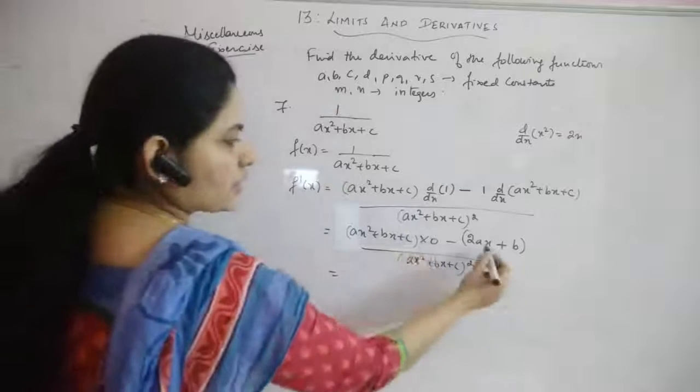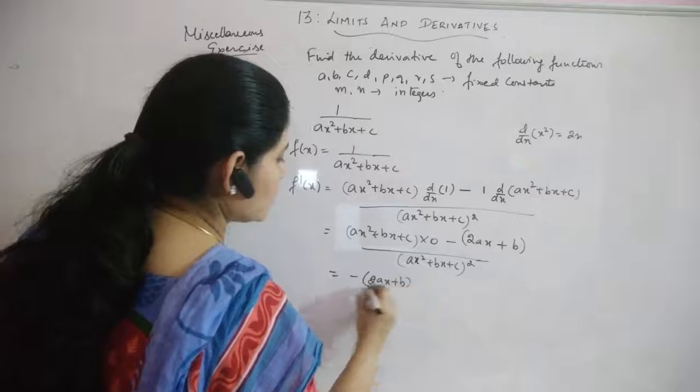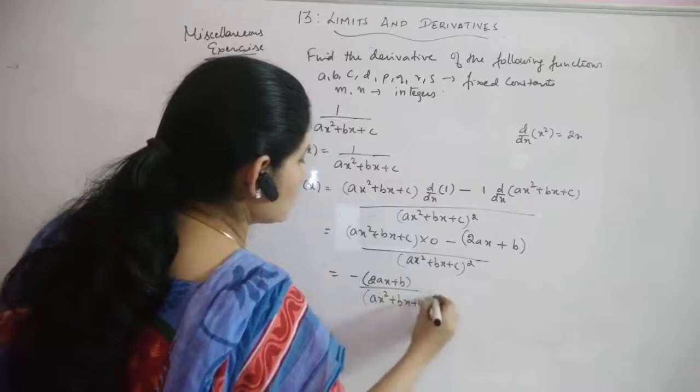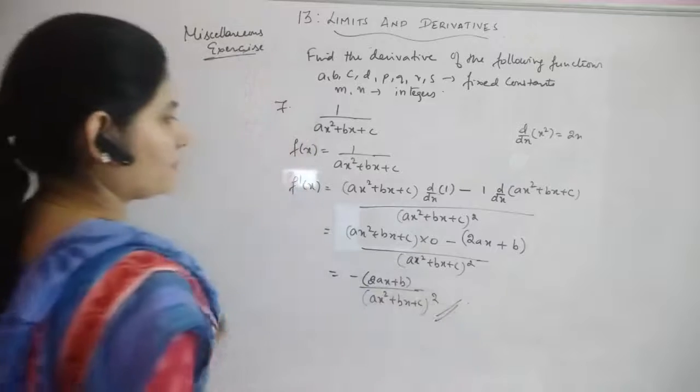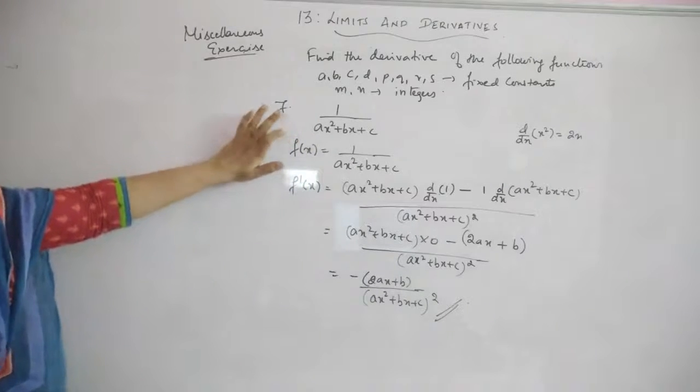So this will go, you will get only this minus of 2ax plus b divided by ax square plus bx plus c the whole square. This is the answer for the derivative of 1 by ax square plus bx plus c.